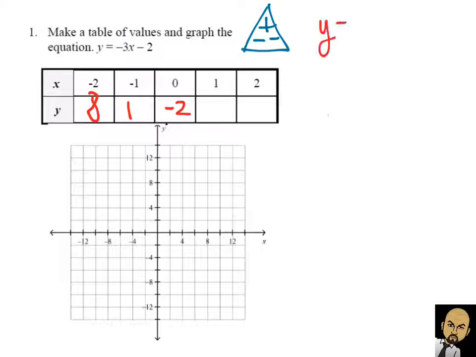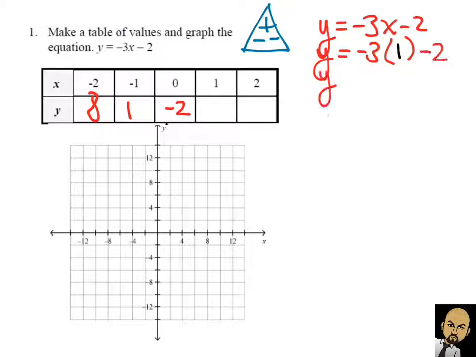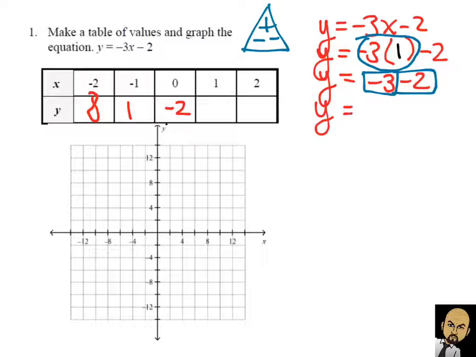So again, we write our original equation down. y equals negative 3x minus 2. And we're going to substitute positive 1 for x. Once again, we multiply before we subtract. So negative 3 times positive 1. A negative times a positive is a negative. 3 times 1 is 3. And then we continue with boxing our terms and using War and Peace. Negative 3 minus 2. Are they in the same gang or different gang? They're the same gang. So the answer is going to be negative. And when they are the same gang, you add the sign. So we end up with y equals negative 5.